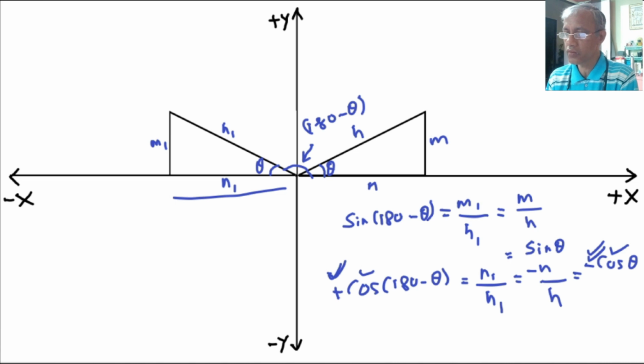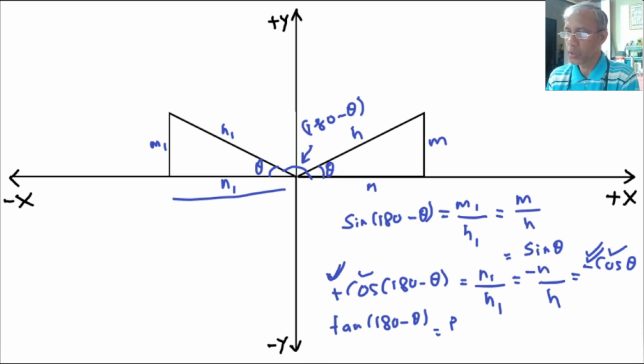For example, the tan of 180 minus theta will be the same as the tan function, but with changes in the polarity. P1 by B1 equal to the M1 by the N1, that will be equal to plus M, and N1 being on the negative side is now proportional to the negative of N. So that is why it is equal to negative of tan theta.